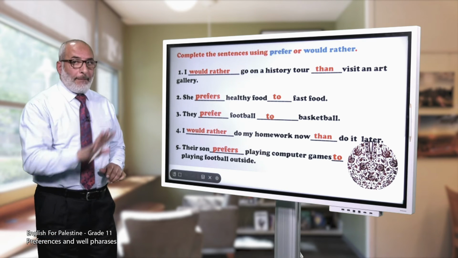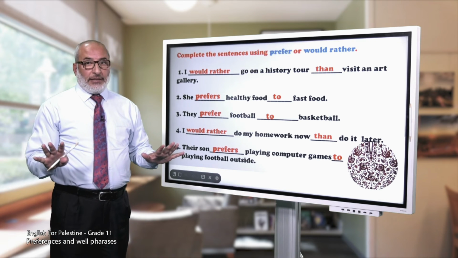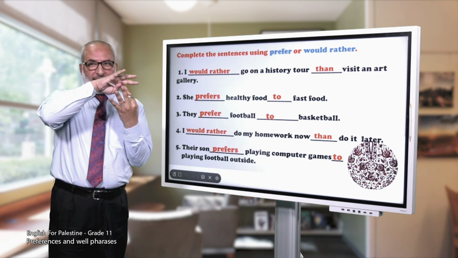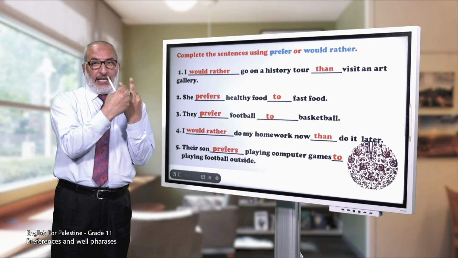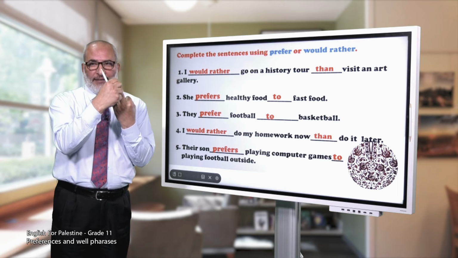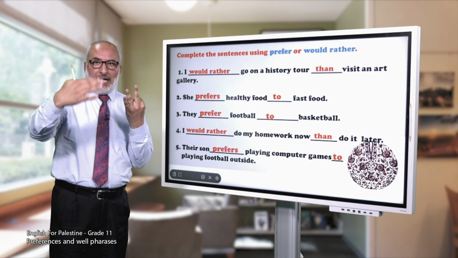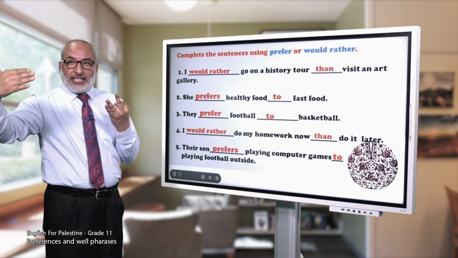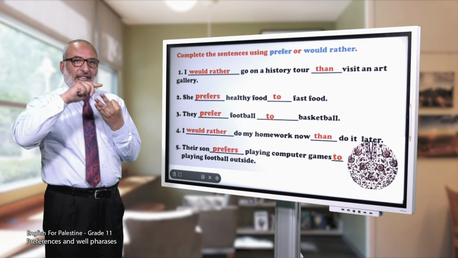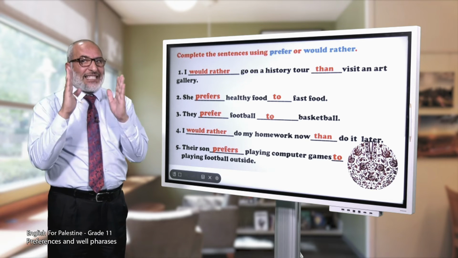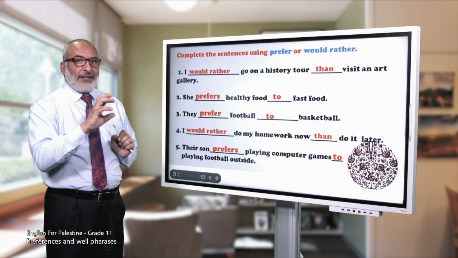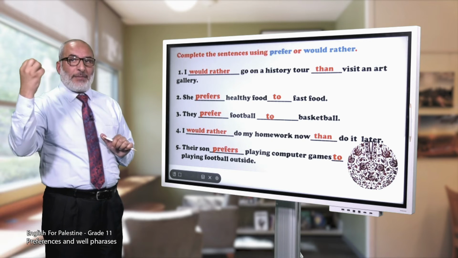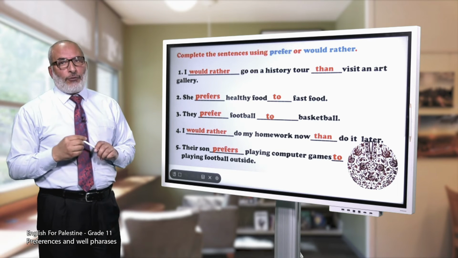Okay, so to sum up what we have explained, we have three structures to talk about preferences, two with the verb prefer and one with would rather. Prefer plus noun plus to plus noun, prefer plus ing form plus to plus ing form, and the third one, would rather plus the infinitive form. Be careful, would rather is always followed by the infinitive form of the verb plus than plus the infinitive form of the verb.